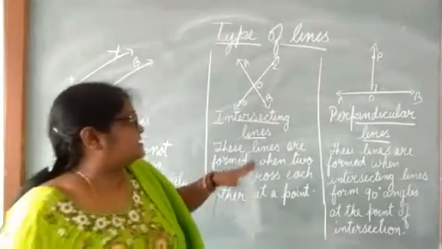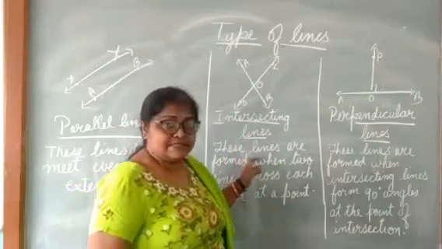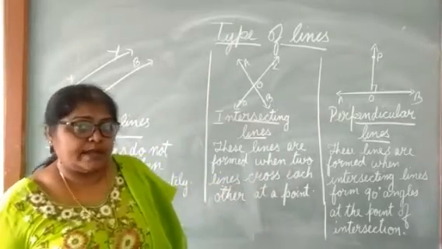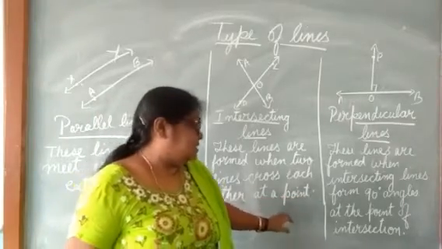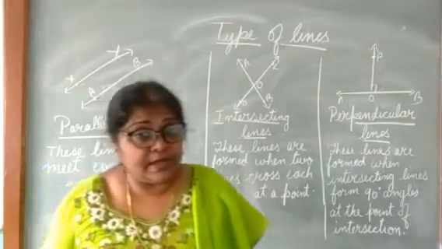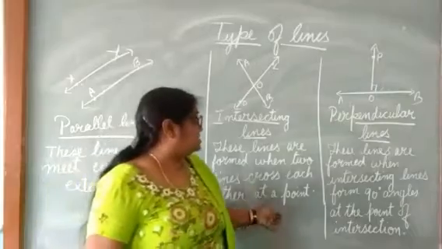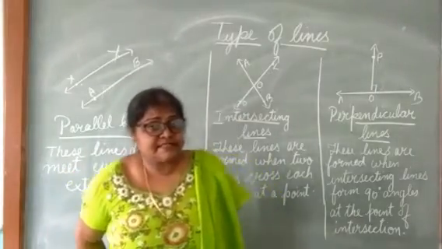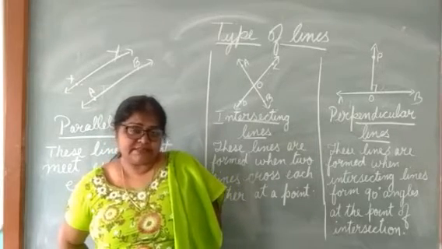Next one, what have you seen? Intersecting line. In intersecting line, these lines are formed when two lines cross each other at a point. When two lines cross each other at a point, this type of line is known as intersecting line.